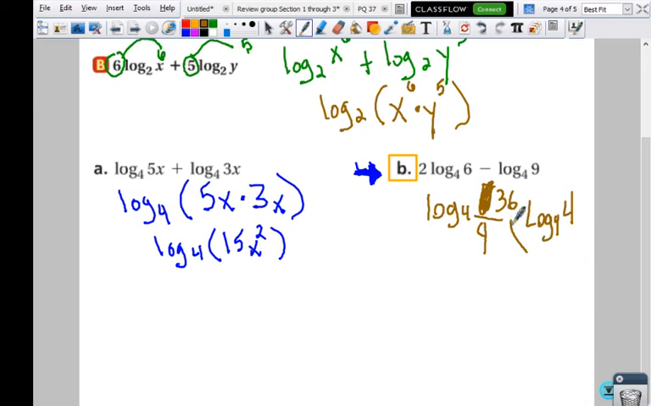So remember, if you can go through and actually calculate something like 6 squared was 36, and then 36 divided by 9 is 4, if you can actually calculate it, do that. If you can't calculate it, like up here, we have x to the 6 times y to the 5th, I can't do anything with that, so just leave it. It's supposed to be log base 4. Okay. All right, that's it.